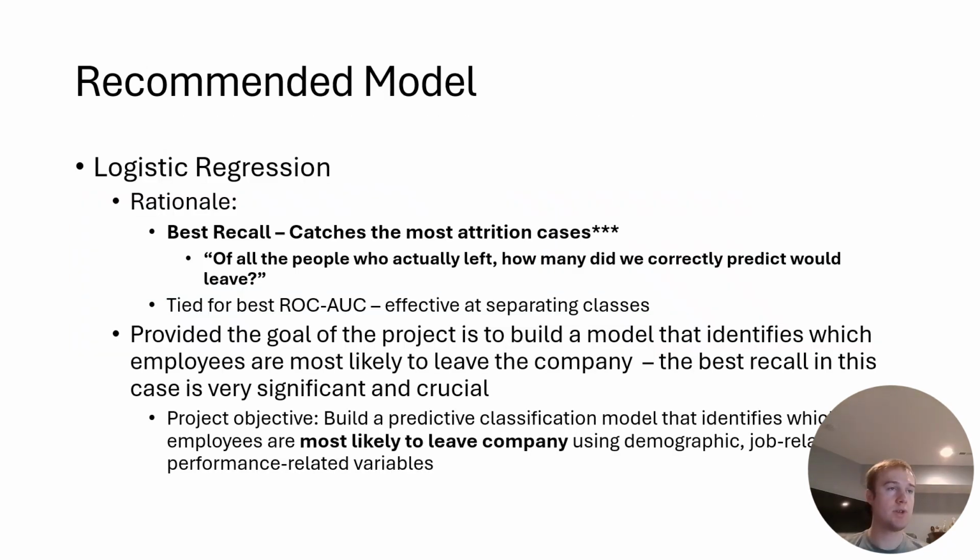Provided the performance metrics on the last two slides, I'm now going to give you a recommended model. In this case, the recommended model is logistic regression, and the rationale is that it has the best recall, or catches the most attrition cases. And when addressing recall, just as a reminder, it would help address the question of all the people who actually left, how many did we correctly predict would leave? In addition to this, it's worth noting that it was tied for the best ROC-AUC, so it's pretty effective at separating classes, especially relative to the other models that were built.